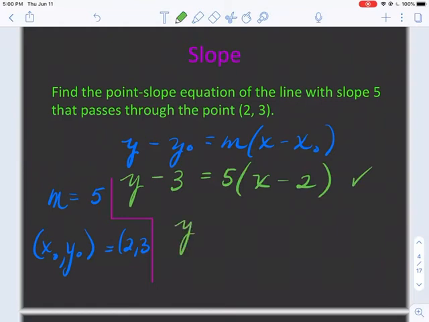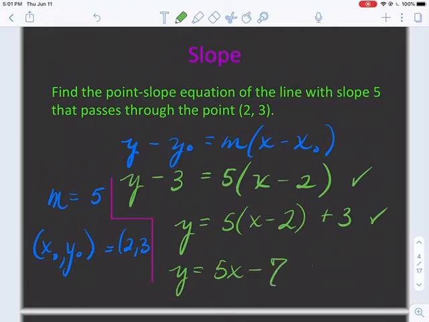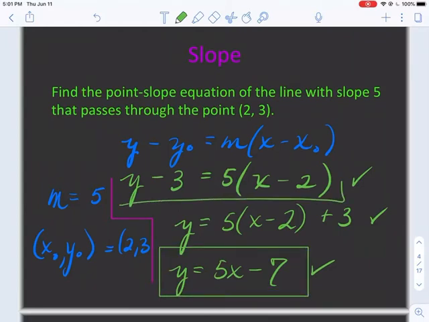You can, of course, write this as y is equal to 5 times the quantity x minus 2 plus 3. And that would work also, and that's just one step in case you want to put it into a graphing calculator for some reason. Or if you finish it as y is equal to 5x minus 10 plus 3, which would be 5x minus 7. And there would be your equation in slope-intercept form. But we're being asked to answer this as this one.